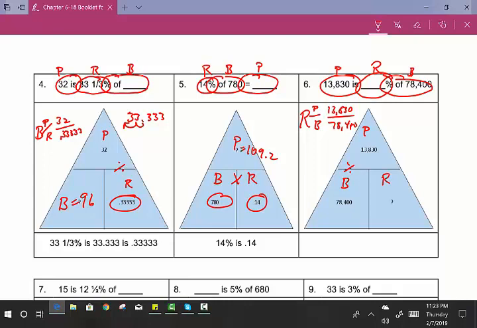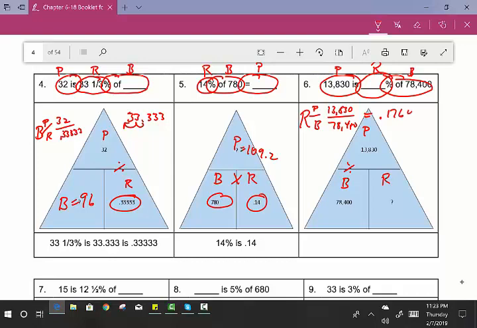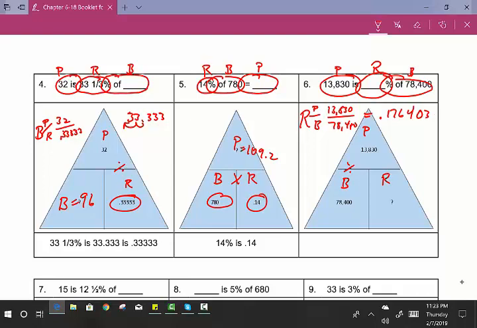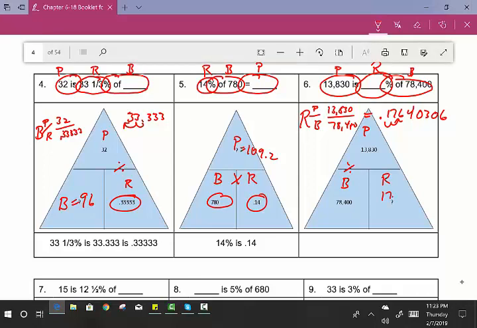And that equals a decimal value of 0.1764306. Okay. Now, to convert that decimal to a percent, move the decimal point 2 places to the right. Let's round this one to the nearest tenth of a percent, so that'll make it 17.6%. So 13,830 is 17.6% of 78,400.